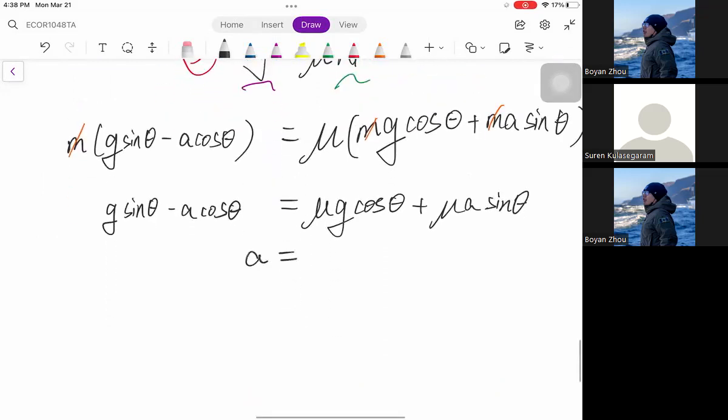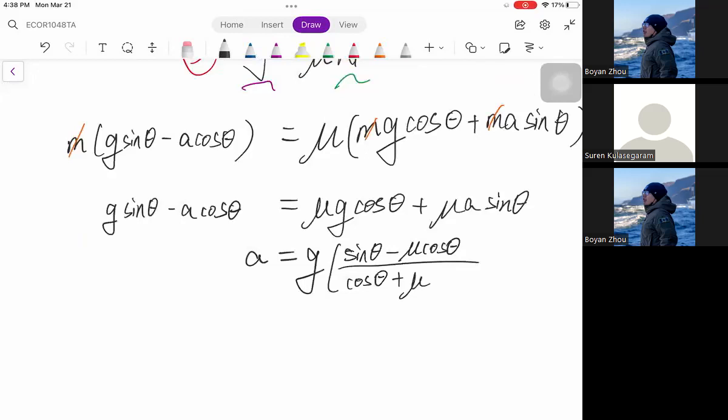Then we just isolate for a, and then a is equal to g times (sine theta minus mu cosine theta) over (cosine theta plus mu sine theta).